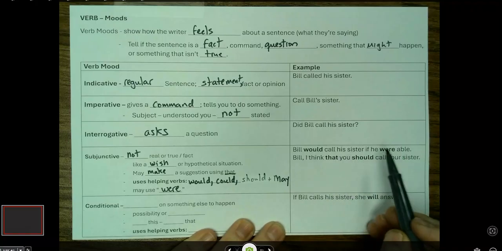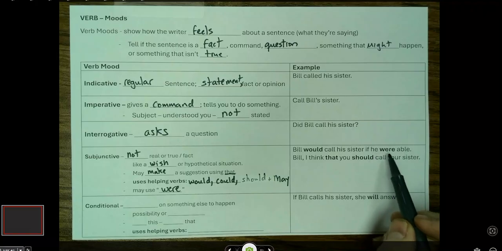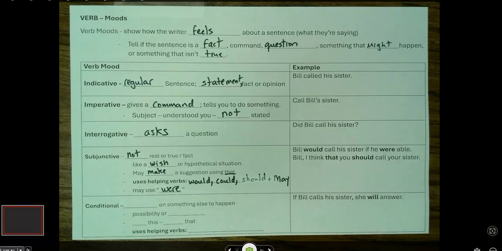Now, you know that if I say he was or were, you're going to answer he was, right? Yeah. But if it's subjunctive, for some reason in English, this is correct. Okay? So just be aware, if you see one of these helping verbs and you see were instead of the correct subject verb agreement of was, then in your brain you should probably be saying, you know what, I bet this is subjunctive. So weird. Okay, and then the other example we have here uses that. So Bill, I think that you should call your sister. Okay, and again, it's giving a suggestion or it's making a wish.